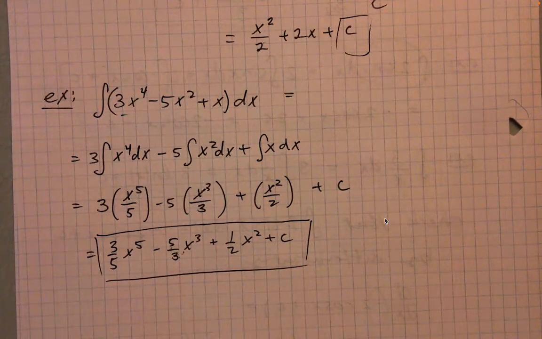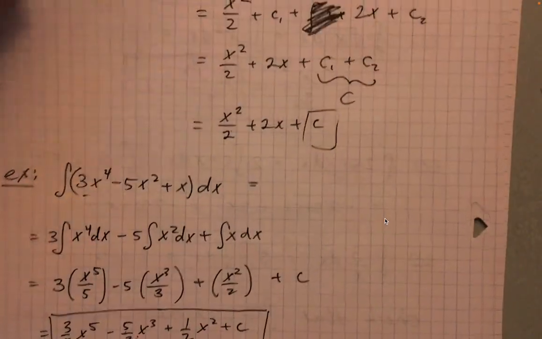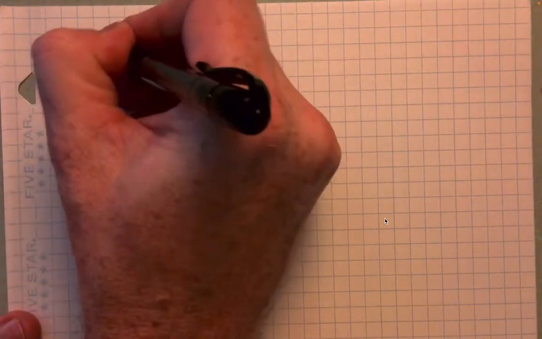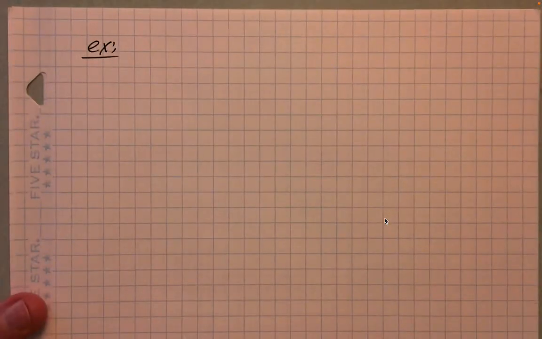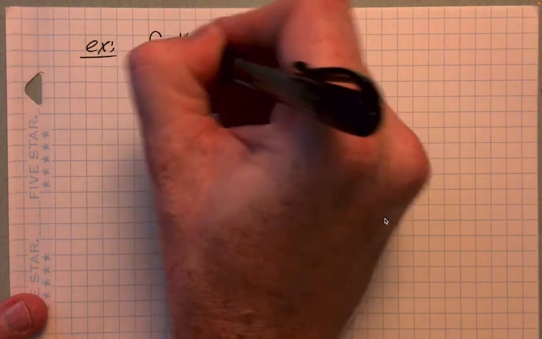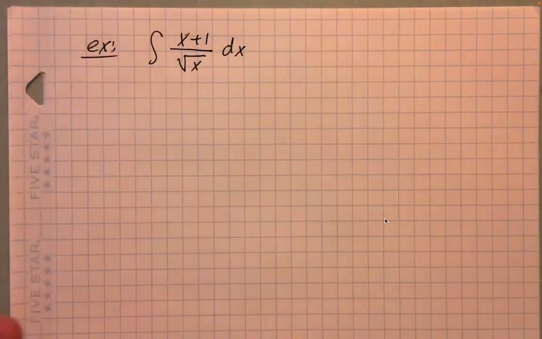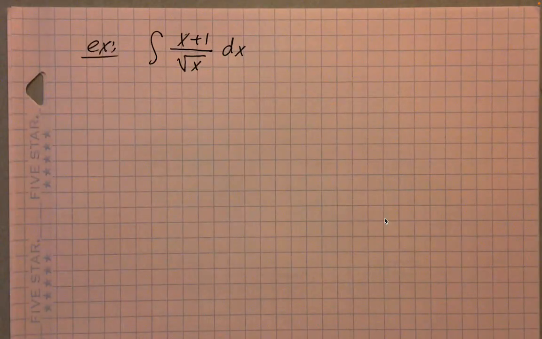Okay, good. Let's do maybe one more example, and then we'll call an end to this first lecture, which is kind of a long one. Let's integrate x plus 1 divided by the square root of x dx. So this guy here.